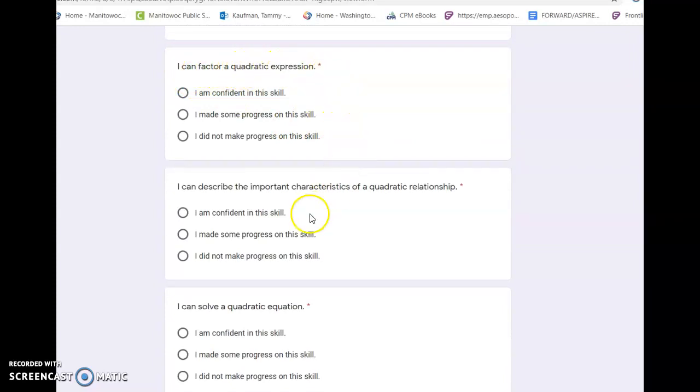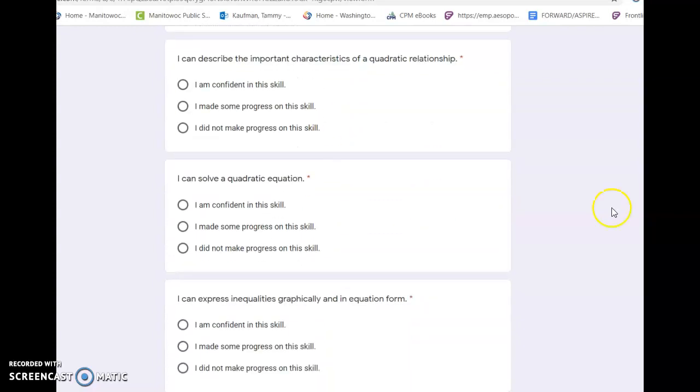You took a quiz on that. And then we went to describing the important characteristics of a quadratic relationship. That was the next quiz we took. And then solving quadratic equations was next. And the last thing that you just took is expressing inequalities and graphing them.